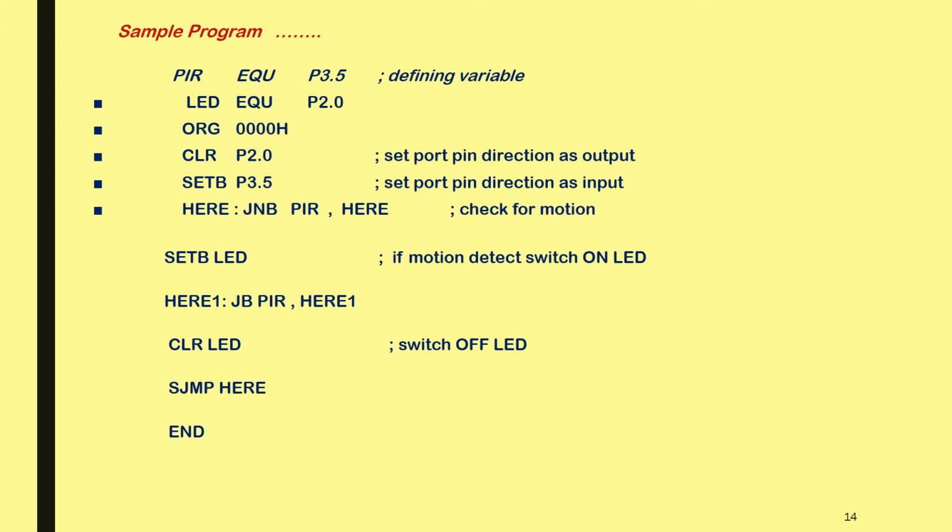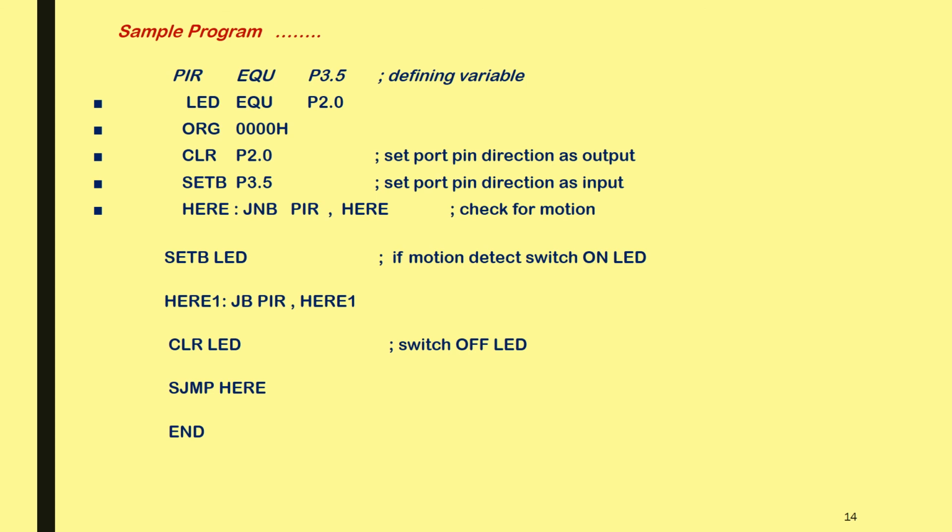Now here is one small program I have written. The pin numbers I have used are somewhat different; any pin can be used, not necessarily the same as the diagram. I have used P3.5, so in the beginning I declared one variable PIR, and then another variable LED on P2.0. As shown in the diagram, you can change it to P0.0 and another P2 pin. Just for the sake, anything you can use, no problem.